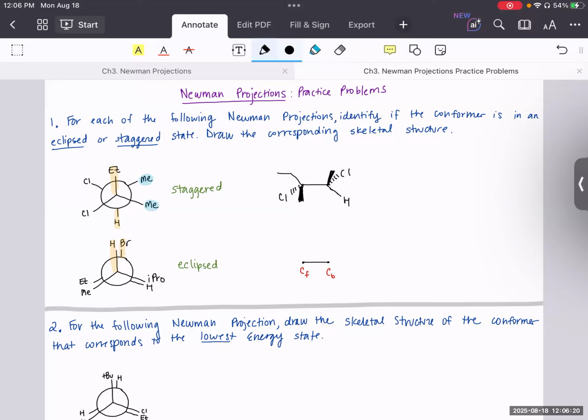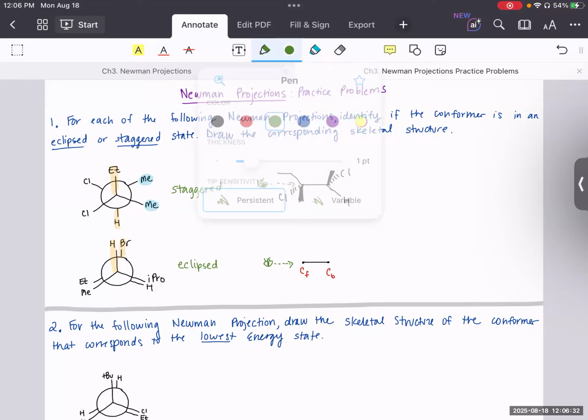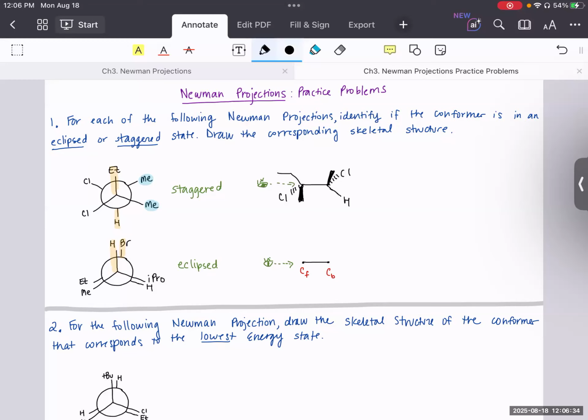All right, next we can do the other one. We can add in the eyes for both of these to show which direction we're looking at. For this first one, we first want to draw in the hydrogen and the bromine. These are both pointed up and they're eclipsed. So in the structure, we're going to draw them both pointing up and on the same side of that carbon-carbon bond.